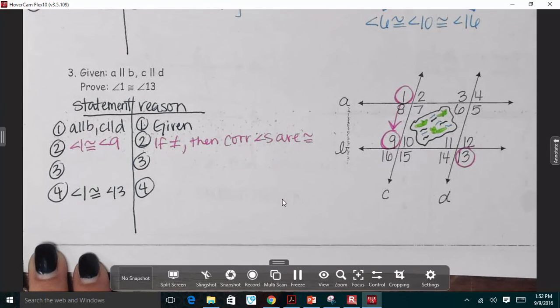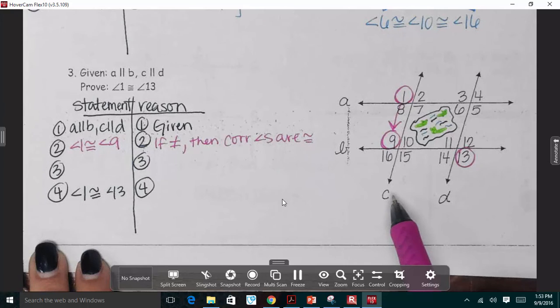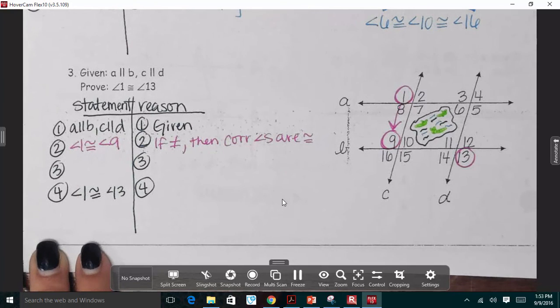Okay, did anybody have a different path? Nick, what were you going to do? Angle 1 and angle 15. Okay, what relationship? Perfect, alternate exterior. Walker, did you have something different? Okay, Nick? You got to start with 1 or 13. We can't start with 9. So you'd have to start with 1 or 13. Okay, did you have a different one? What would you do, Hunter? Angle 13 to angle 9. Yes, you could do that too.